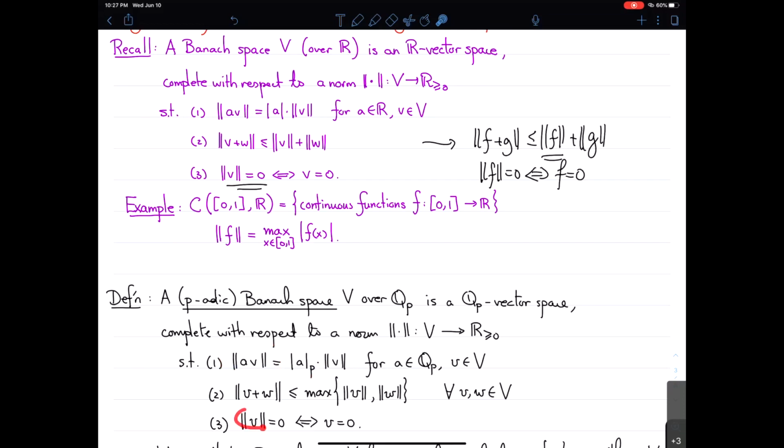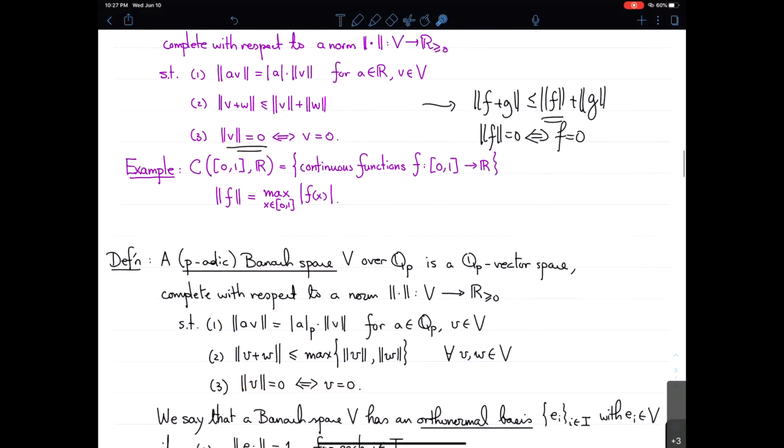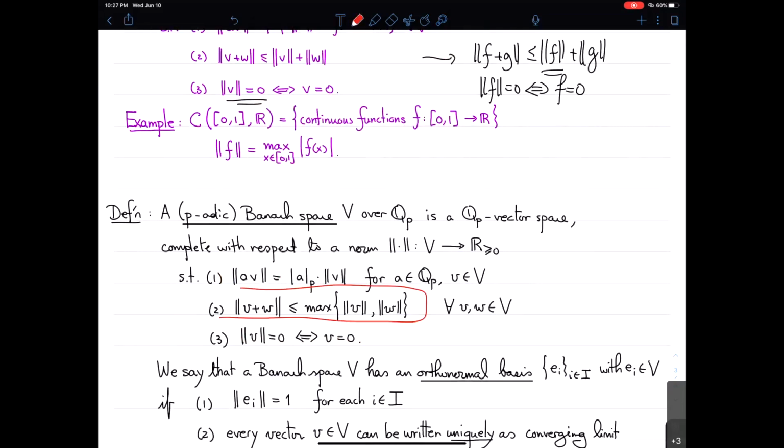And the third condition is also essentially the same thing. What distinguishes the two cases is the second condition. Over here, we have the so-called triangle inequality. Over here, we have the stronger triangle inequality. Remember that in the p-adic world, we always use the strong triangle inequality to get a really good way of converging, and it also adapts intrinsically to the p-adic situation.